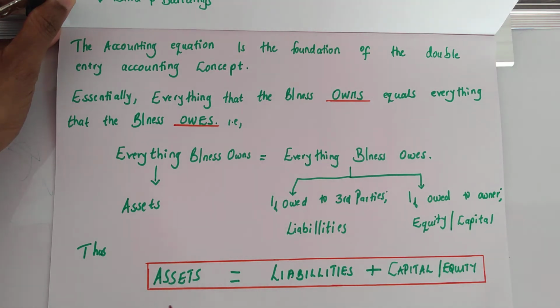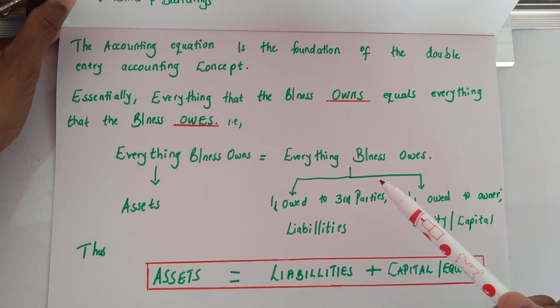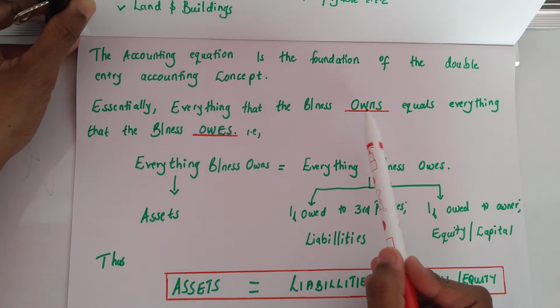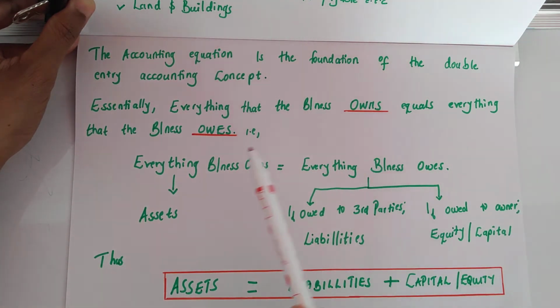Everything that the business owns, the assets, equals everything that the business owes, either to a third party or to the owner of the business, because the owner of the business and the company are two different entities. A company stands on its own as a separate entity to the owner of the company. So if the owner of the company puts some money into the business, then the company will owe the owner that much money.